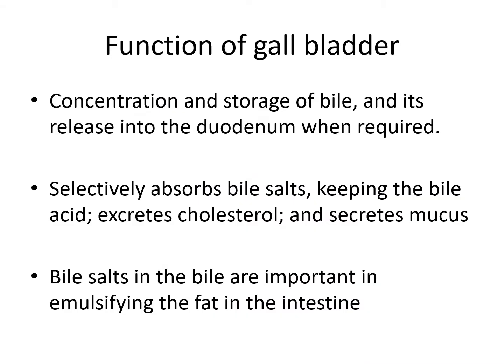So what is the primary function of the gallbladder? It is to concentrate bile and to store bile and to release it into the duodenum when required. Now this release of bile into the duodenum is determined by the presence of fat in the duodenum, which stimulates a hormone known as cholecystokinin, which results in the contraction of the gallbladder. We will study about this mechanism a little later after doing the common bile duct.